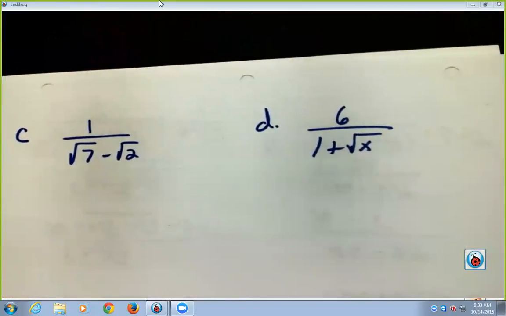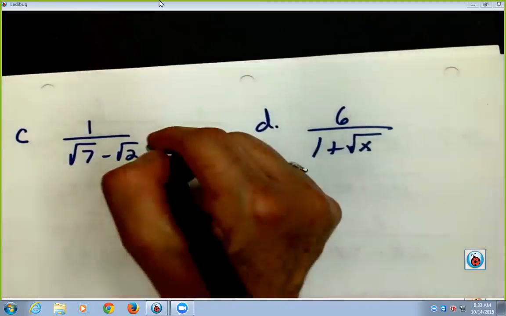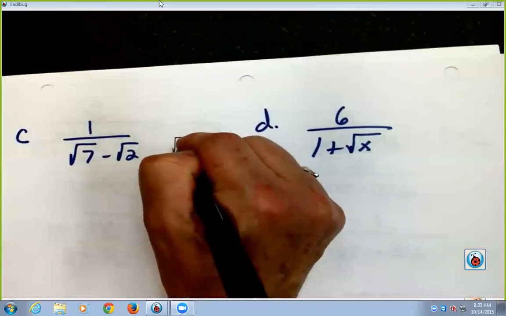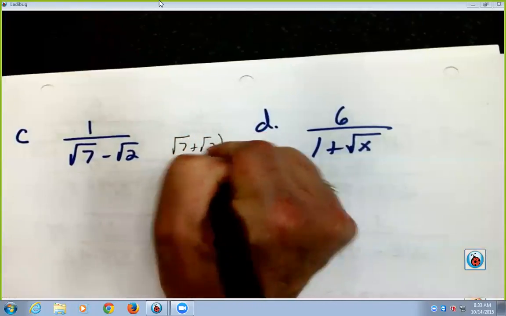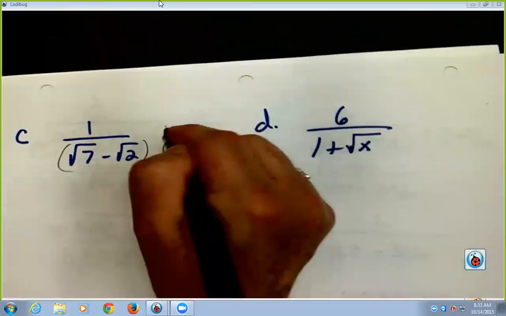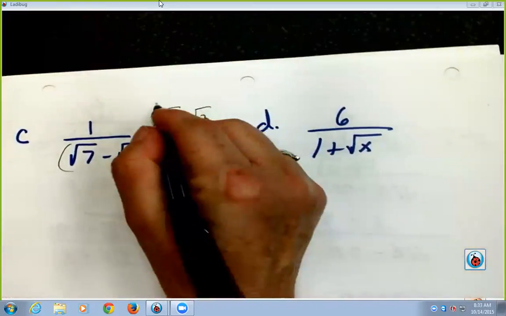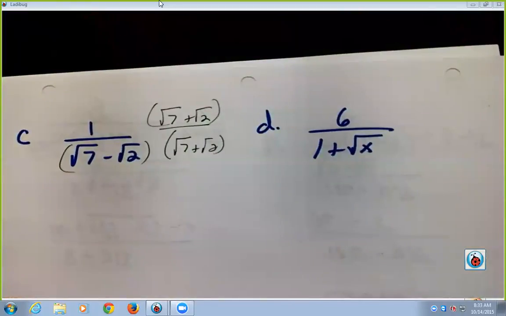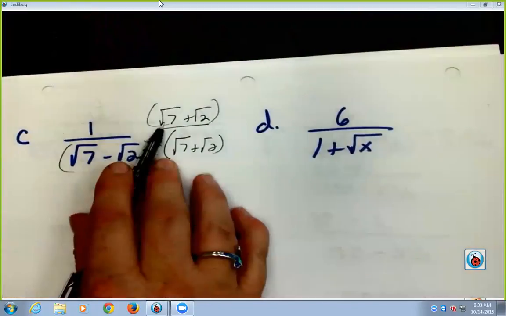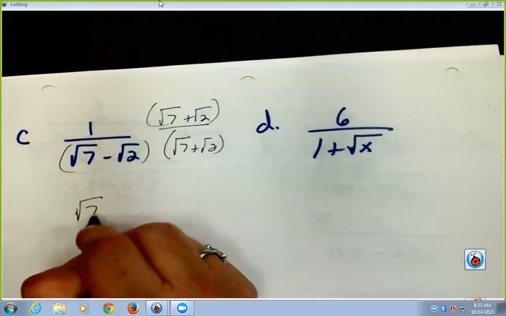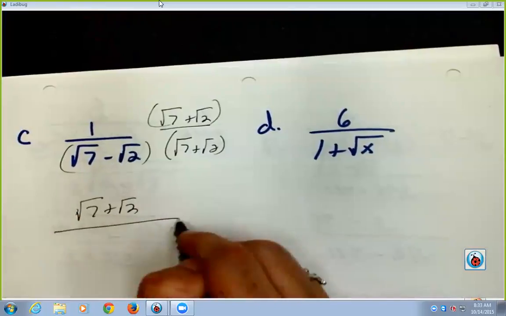1 over the square root of 7 minus the square root of 2. So its conjugate is going to be the square root of 7 plus the square root of 2, top and bottom. Lots of foiling and distribution. So I get the square root of 7 plus the square root of 2.